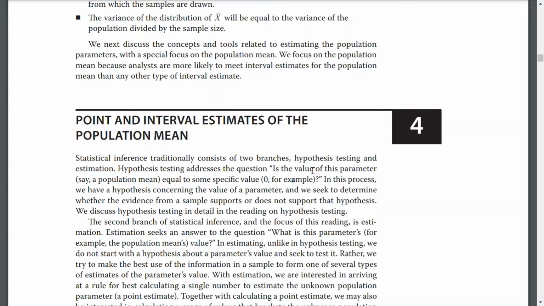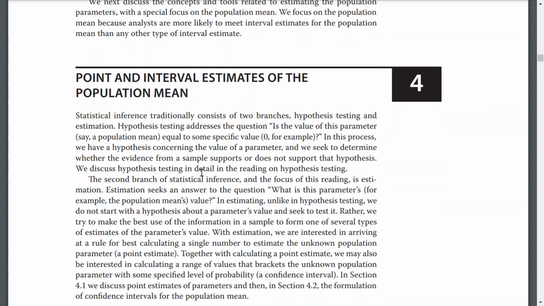Statistical inference traditionally consists of two branches: hypothesis testing and estimation. Hypothesis testing addresses the question, is the value of the parameter, say a population mean, equal to some specific value? In this process, we have a hypothesis concerning the value of a parameter, and we seek to determine whether the evidence from a sample supports or does not support the hypothesis. We discuss hypothesis testing in detail in the reading on hypothesis testing.